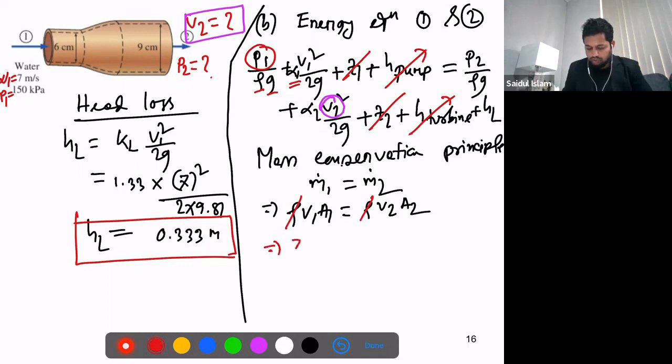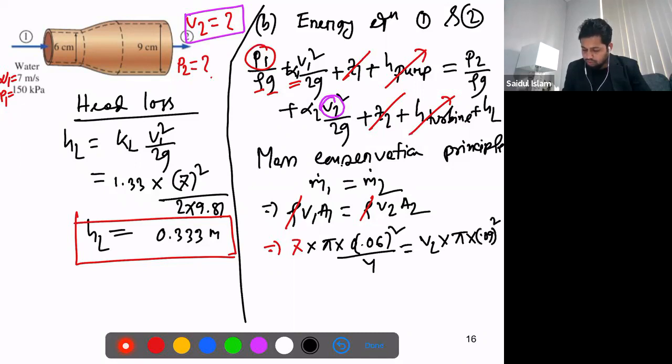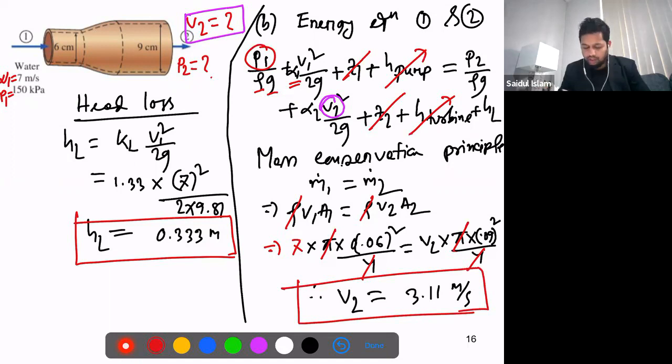So the velocity for section one is 7 and the area is pi diameter squared over 4. The diameter here is 6 centimeters, so convert it into meters, it is 0.06, squared, over 4. And this velocity we are going to calculate. So it is pi and this is 0.09, squared, over 4. We can cancel out this pi by 4. So we'll have the velocity V2, and it will be 3.11 meters per second. So we have got the velocity here, right? Now, you know everything. You just substitute the values here in these equations.